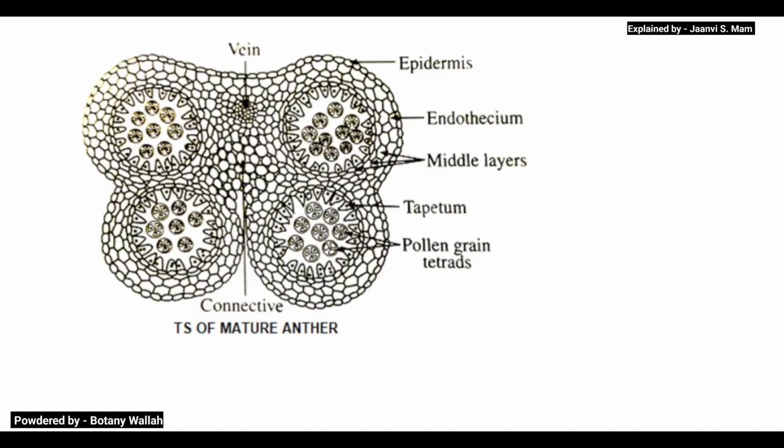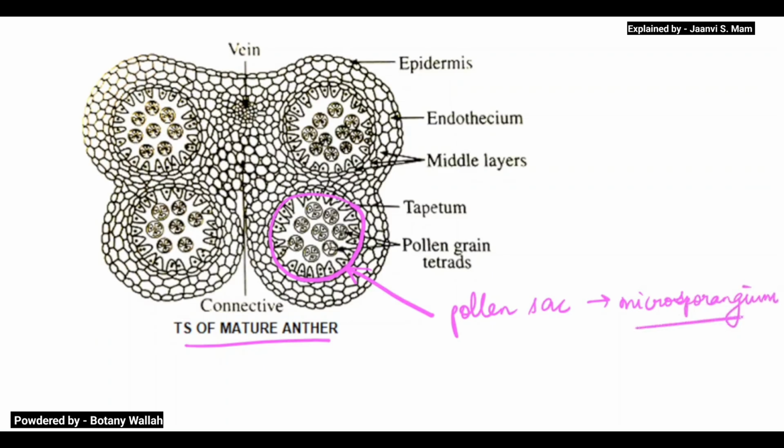So in the last lecture I had taught the structure of the TS of mature anther. This sac, I told you, is a pollen sac, and this pollen sac we also call the microsporangium. And the microsporangium is the place where microsporogenesis occurs. So this is the site of microsporogenesis. Total there are 4 pollen sacs.